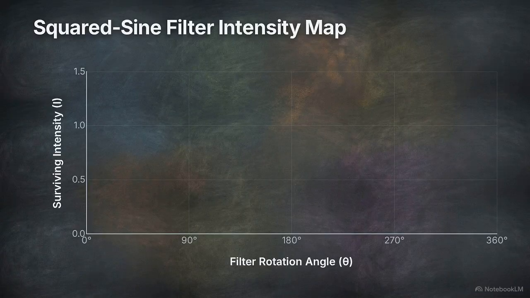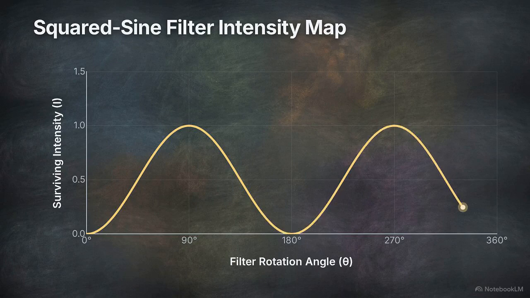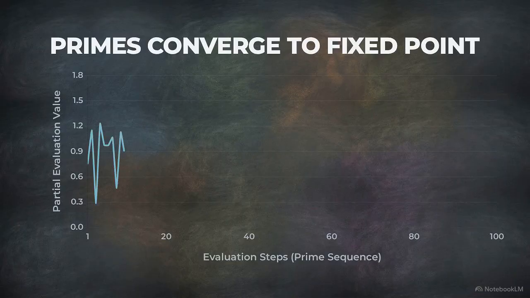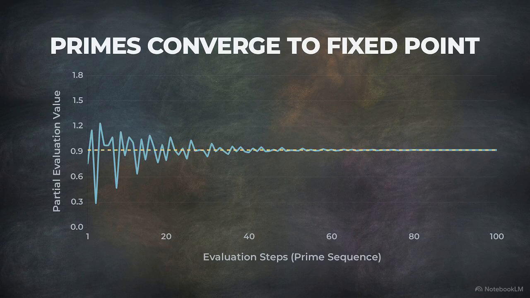It predicts exactly how much light survives a polarizing filter based on a squared sine equation. Intensity equals initial intensity times the sine squared of the angle. Moving into the abstractions of analytic number theory, we encounter Catalan's constant. Represented by the letter G, this number, 0.915, serves as a fixed point in the study of prime number distributions.